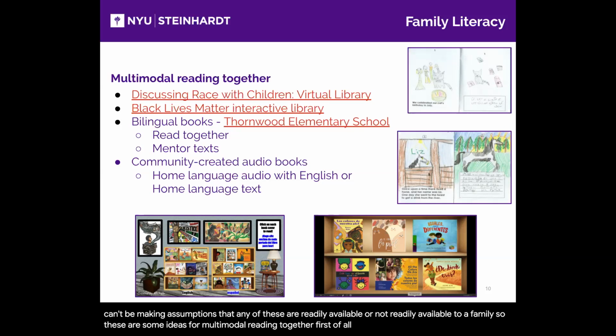First of all, we have 2 links here that go to online libraries, and this is not your typical library. The pictures at the bottom are actually screenshots from them. First, there's Discussing Race with Children, a virtual library, and a Black Lives Matter interactive library. The texts from these libraries are available in English and Spanish, and when you click on a book, it actually brings you to a read aloud of the book.